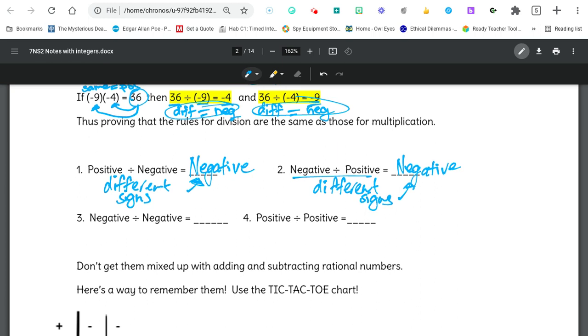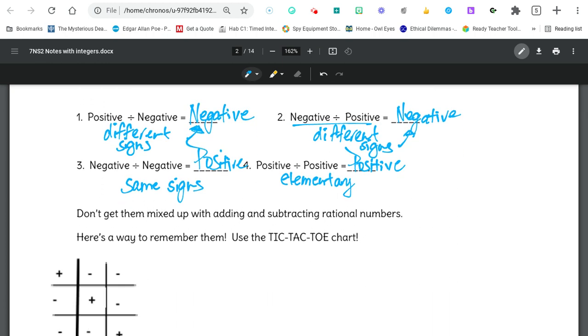A negative divided by a negative, well, these are the same signs. We end up with some positive. Positive divided by positive, well, you learned it in elementary school. It's just some positive, guys. Okay?